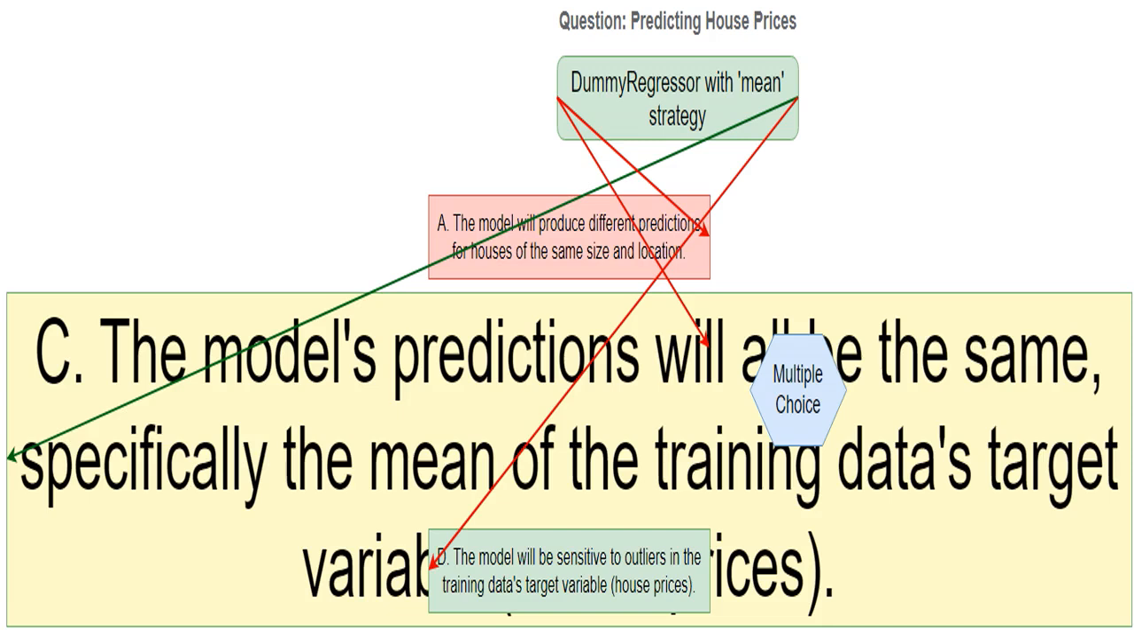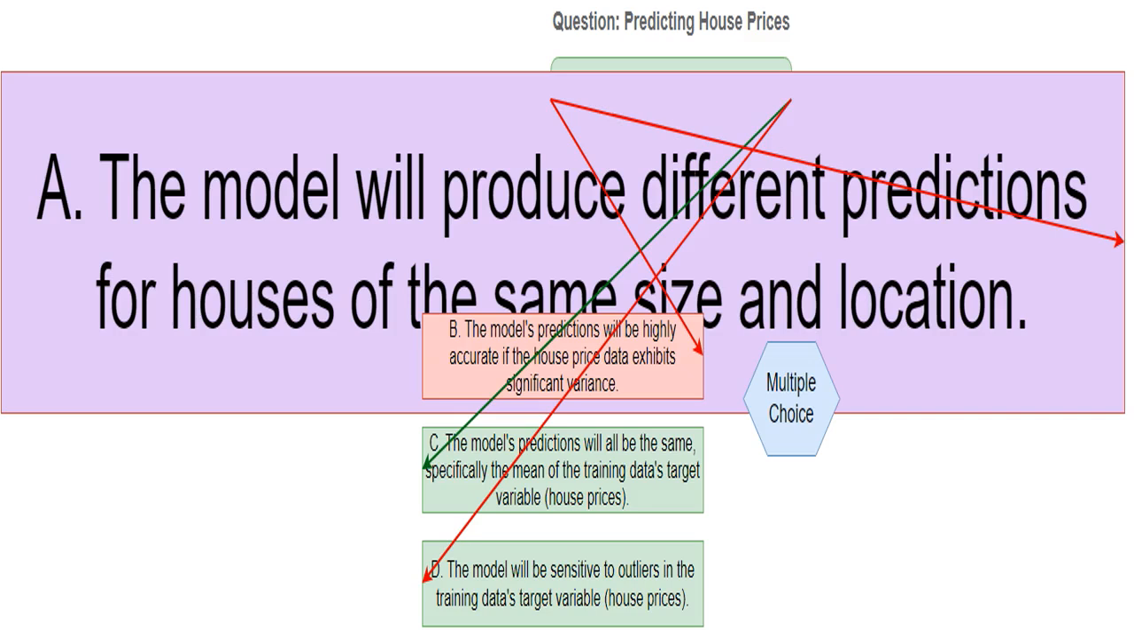This indicates that I'm answering this question by selecting the best choice from a list of options. I need to consider each option carefully and understand the behavior of the DummyRegressor with the mean strategy. This is correct. Because I'm using the mean strategy, the model will ignore all the house features, size, location, etc. It will simply predict the average house price from my training data for every single house.